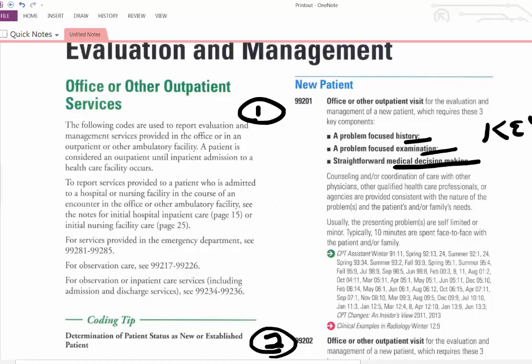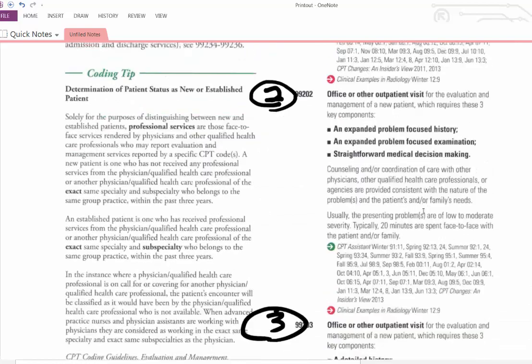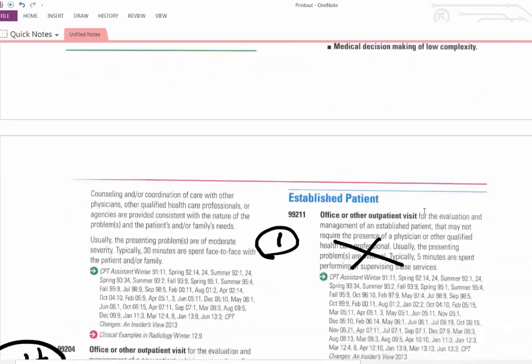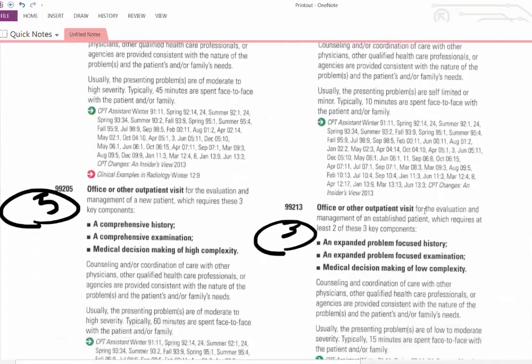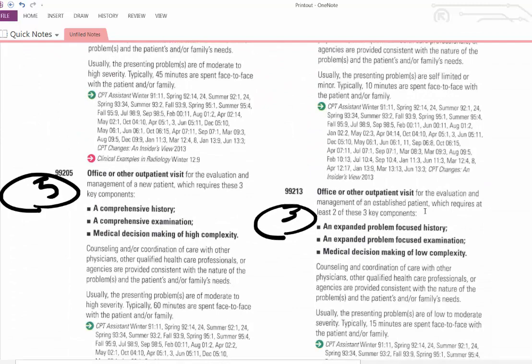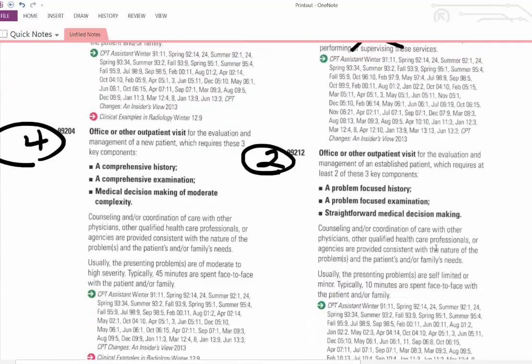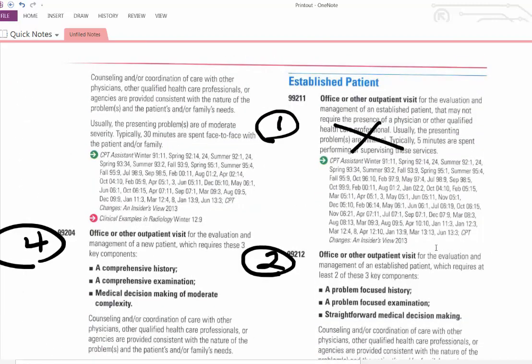So if you have CPT codes that list the key components, then we first need to know how many service levels there are. And that's a simple matter of counting up the number of codes in that grouping. So for new patients, we have 1, 2, 3, 4, and 5 codes. So that means there are 5 service levels. Let's look at the number of service levels for established patient.